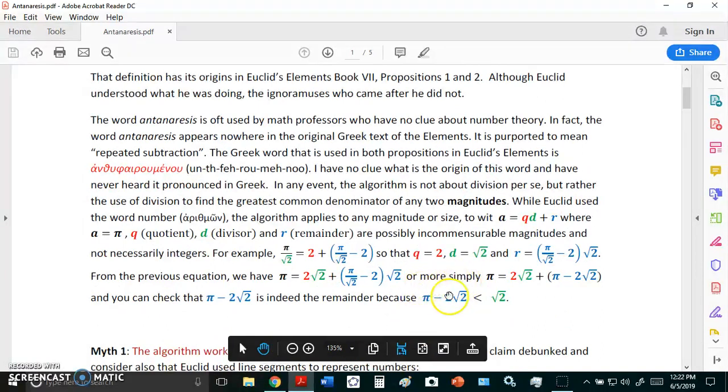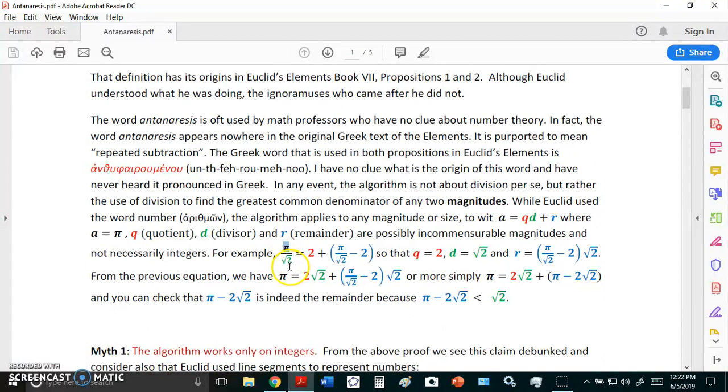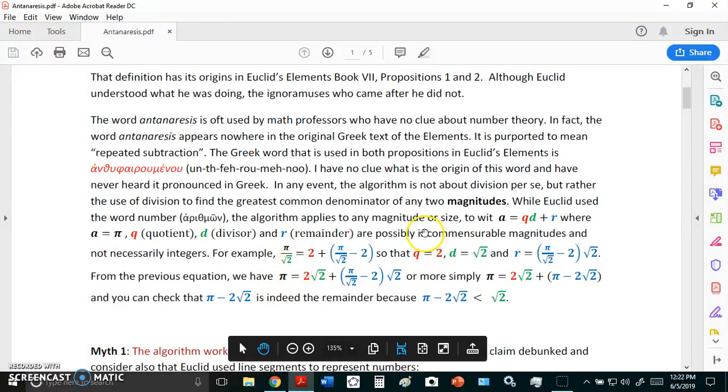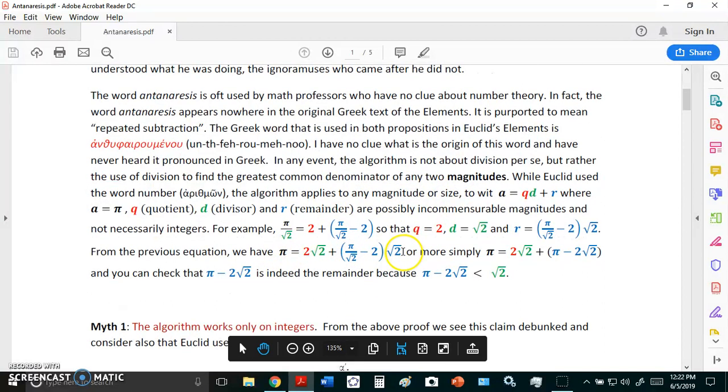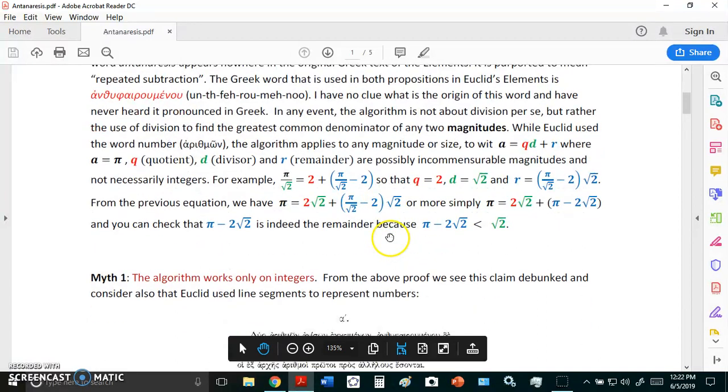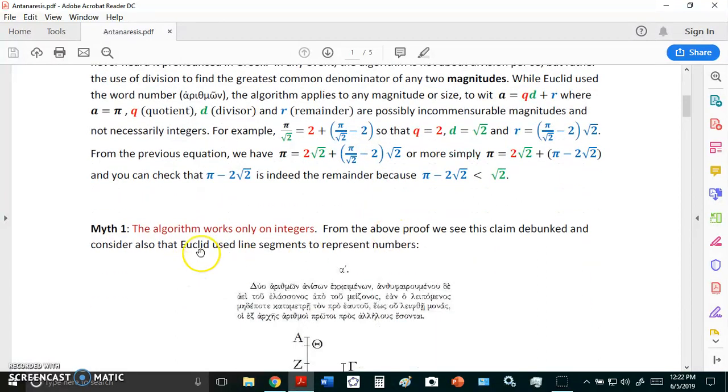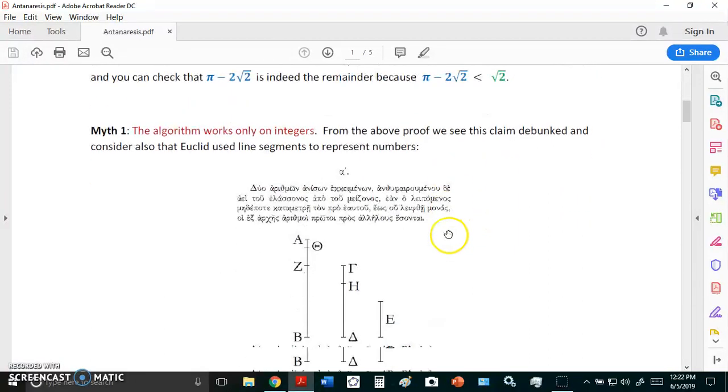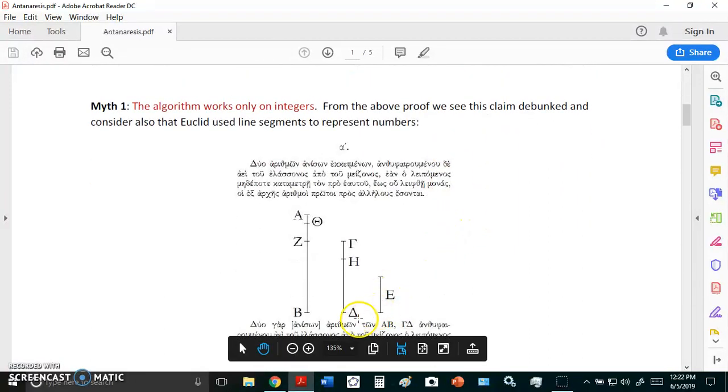So for example, over here I'll show you how you can choose numbers in here that are actually not integers. So as you can see here, this is pi divided by root 2. Those are not numbers. In fact, those are symbols for incommensurable magnitudes. So this particular theorem or algorithm, it's a myth that it only works on integers, because from Euclid's book we can see that he uses line segments.